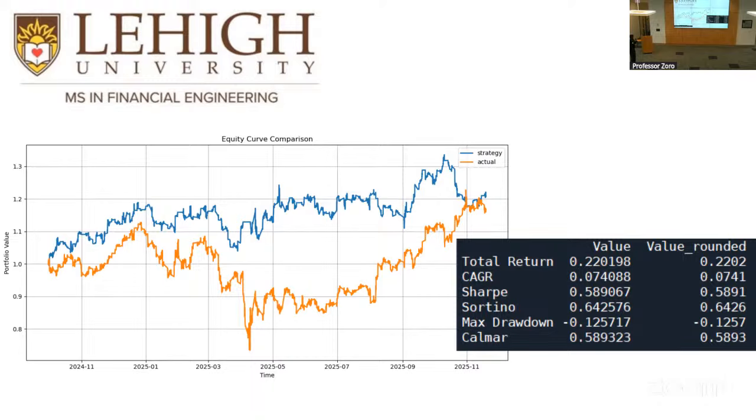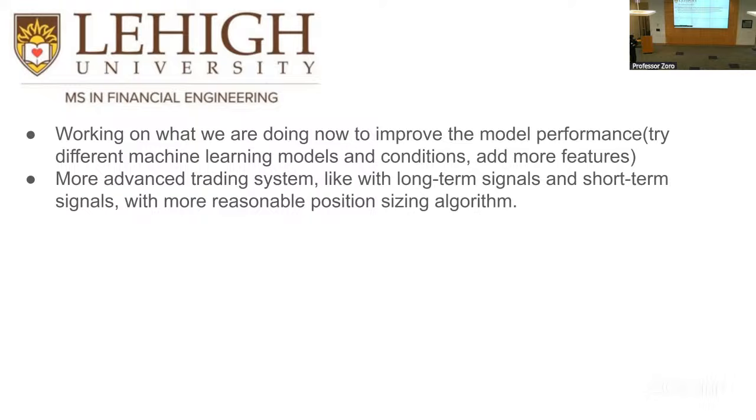In the future, what we are going to do is improve the model performance by trying more different machine learning models, more features, and different conditions. In the long term, I think we will try an advanced trading system, like using long-term signals and short-term signals and how to combine those, and also a more reasonable position sizing algorithm.